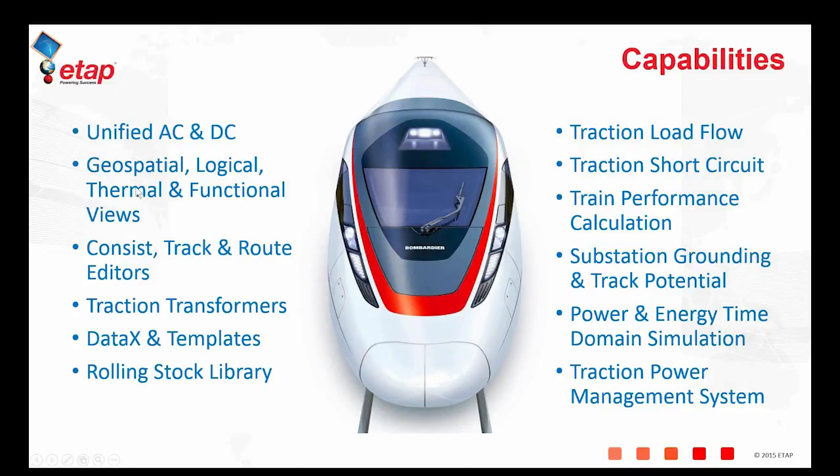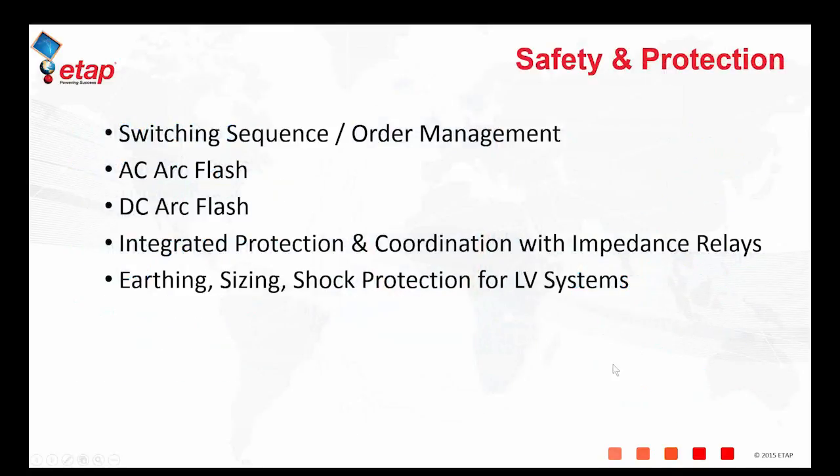single line diagram, thermal, so you can also do underground raceway calculations, as well as functional views. There's different traction transformers that you can utilize, build-in traction substations using our templates, include information from the rolling stock library, and then from the calculation perspective, you can perform unbalanced power flows, fault calculations, train performance simulation, substation grounding and potential, energy calculations, and again, the linkage with the real-time system.